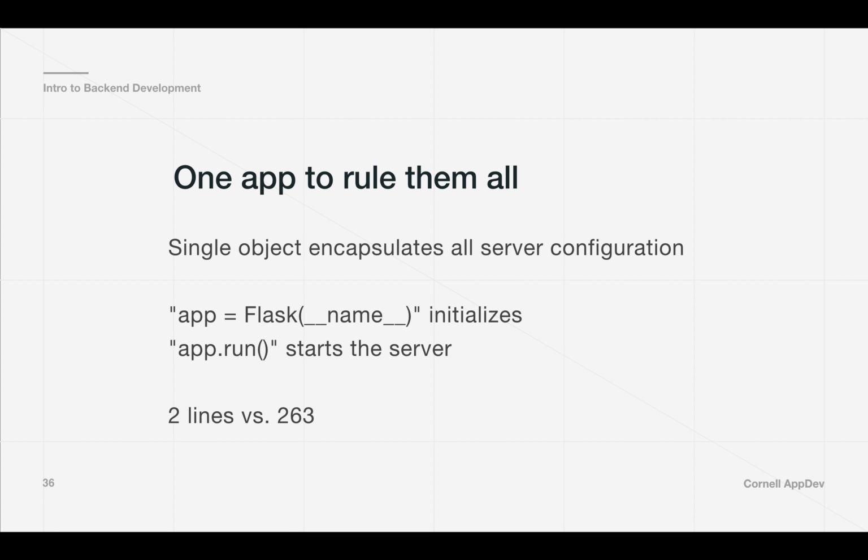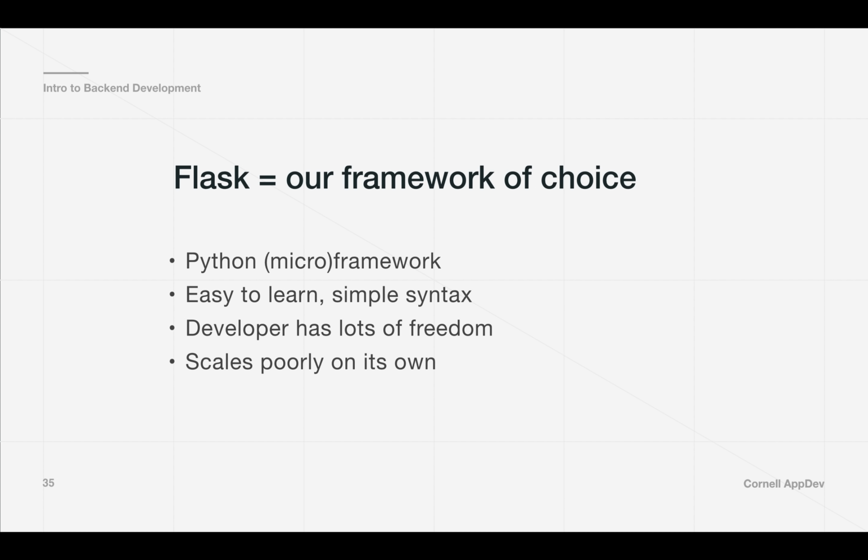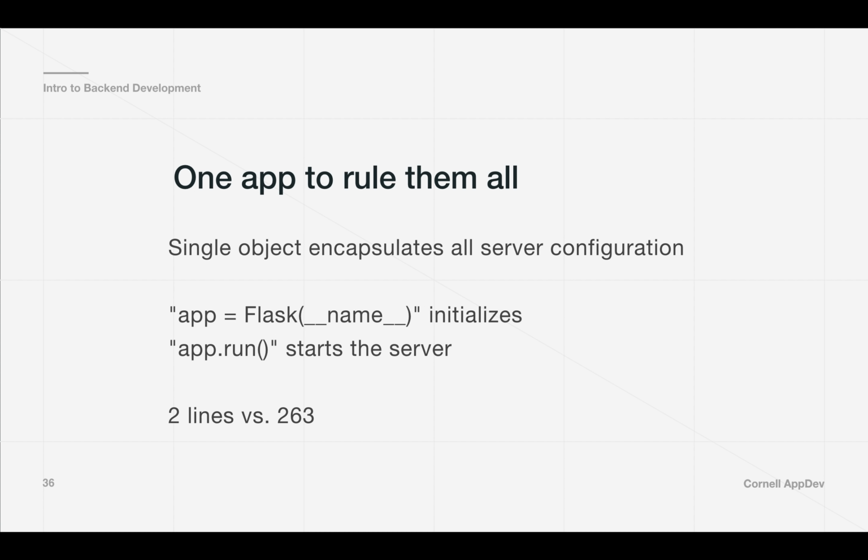So here's some example Flask code. We have a single object that encapsulates all the server configuration. For example, back here, we have a lot of handling for all this specific use case stuff. But here we just have one thing: app equals Flask, and then underscore name, which we'll talk about later. That handles and sets up all these defaults for us. And app.run starts the server that runs the Flask app. So it's a lot shorter. It's pretty self-explanatory, I think. And that's part of the reason why we've chosen to use Flask.